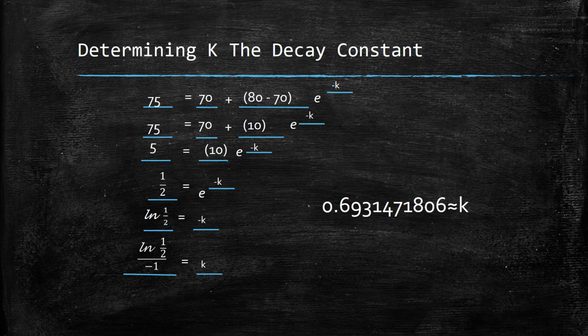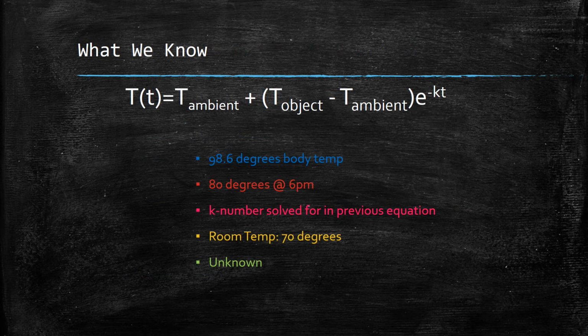Since this number is a bit overwhelming, it'll be to our advantage to store it into the calculator in order to improve our accuracy and minimize errors. Now that we have solved for negative k, we can begin to solve for the time that has elapsed from time of death to discovery.